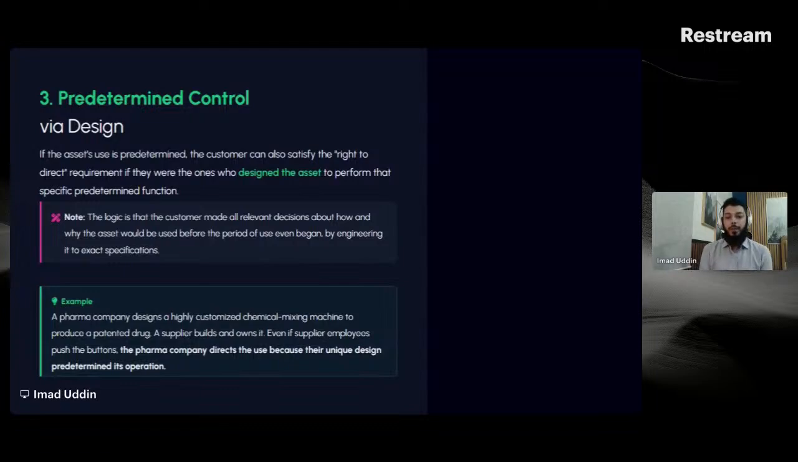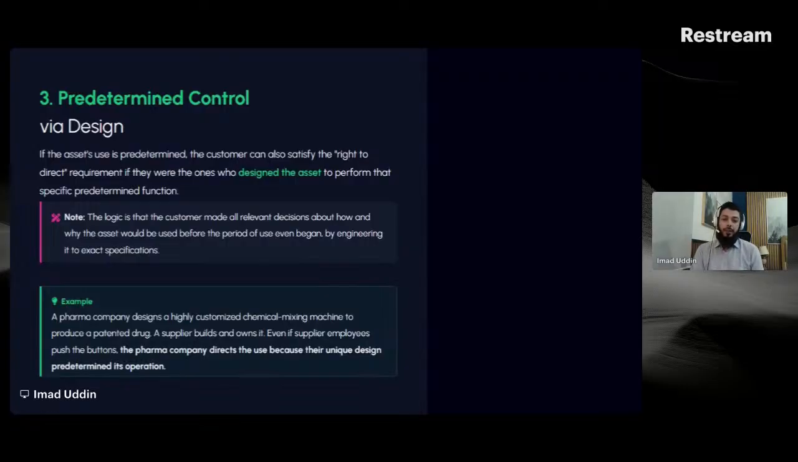And there could also be a predetermined control via design, which means the lessee has determined how the asset would be designed because the lessee wanted to use it in a particular way. And in this case, even if the asset is being operated day to day by the supplier, the decision of how it's being used is fundamentally with the lessee, because the lessee has determined how the asset would be designed and how it would function, and if it's so narrow in its function, it is eventually being used for the lessee under its control.